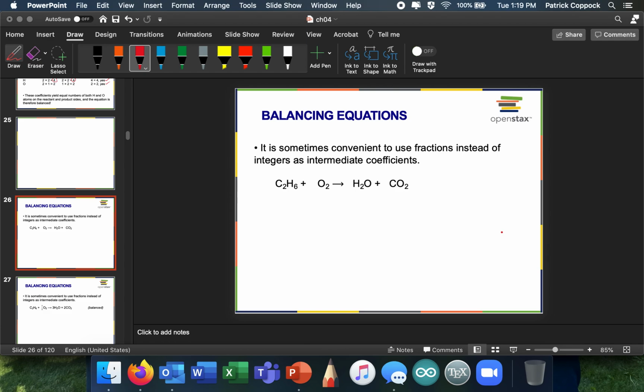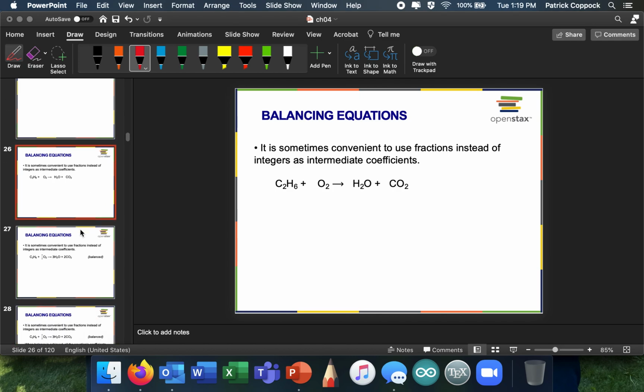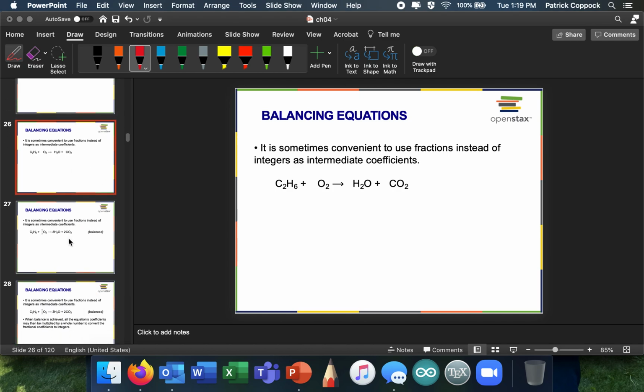We're going to do one that's even more complicated. We're going to use the same method, but I'm going to add a little detail here. Sometimes it's convenient to use fractions as an intermediate step. Okay, so let's look at this.